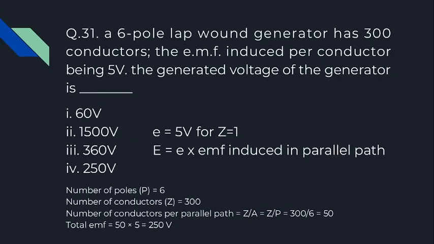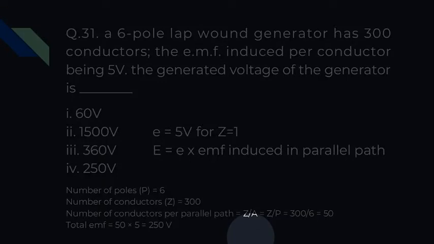Question number 31 says that a 6-pole lap-wound generator has 300 conductors, the EMF induced per conductor being 5 volt. The generated voltage of the generator is dash. So they have given 4 options here, and they have also mentioned some of the given data. There are 6 poles, so I have taken the number of poles as 6, and the number of conductors is 300.